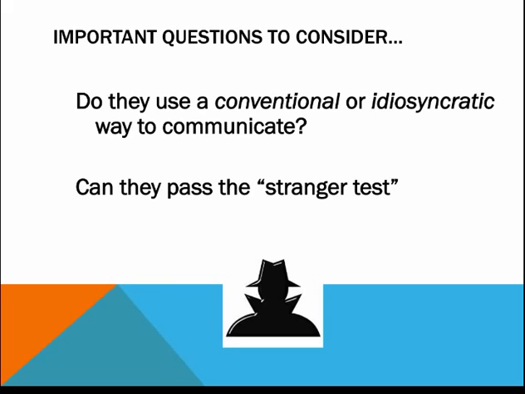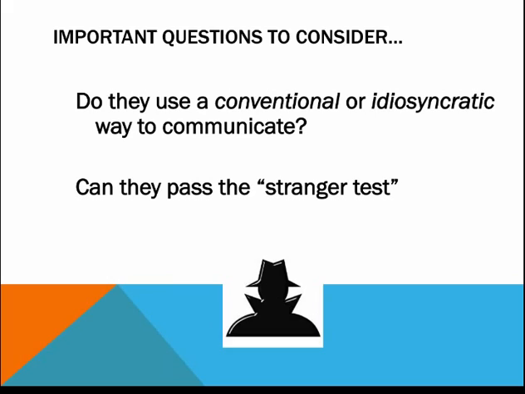And probably the most important question of all, and I ask this quite often, can they pass the stranger test? And by that I mean, if an unfamiliar communicative partner is there, can that unfamiliar communicative partner understand whatever this person is trying to communicate? Oftentimes when I'm going out into school, I am the stranger.